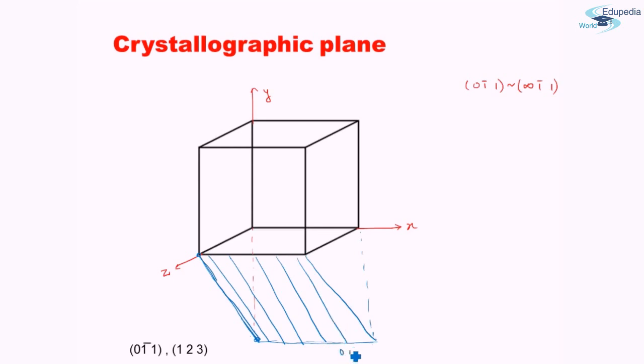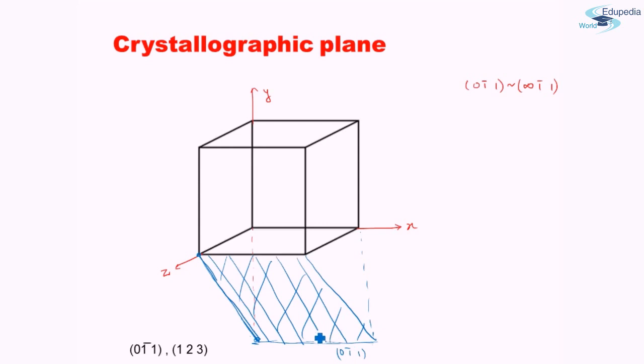(0 -1 1). Let us try to figure out if it is the correct plane. How do we figure out? 0 means parallel to the x-axis. Obviously it is not cutting the x-axis anywhere. The x-axis goes here, it extends till infinity without cutting it. Bar 1 means 1 unit negative y, so it cuts the y-axis at -1 indeed, and the z-axis at +1. It cuts the z-axis here at +1. So we have got the plane which we are looking for. This is that plane.